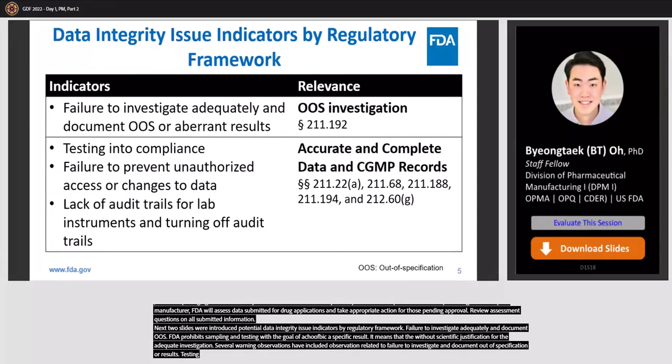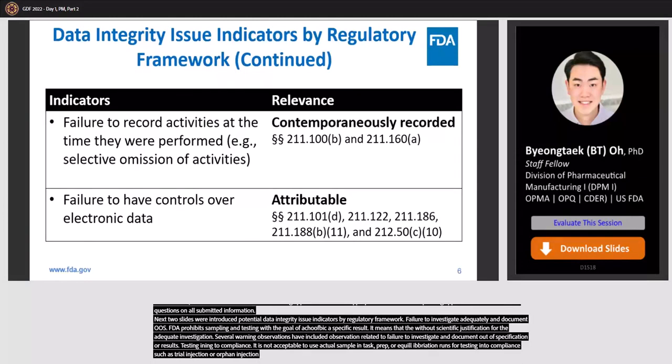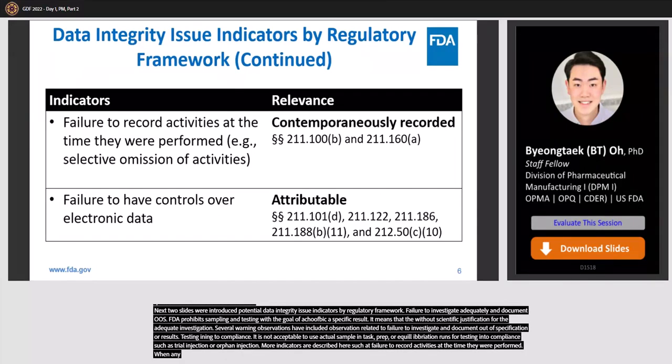It is not acceptable to use an actual sample in test, prep, or equilibration runs as a means of disguising testing into compliance, such as trial injection or orphan injection. More indicators are described here, such as failure to record activities at the time they were performed. When any data is generated by the facility to satisfy a CGMP requirement, all data become a CGMP record. The firm must document or save the data at the time of performance.